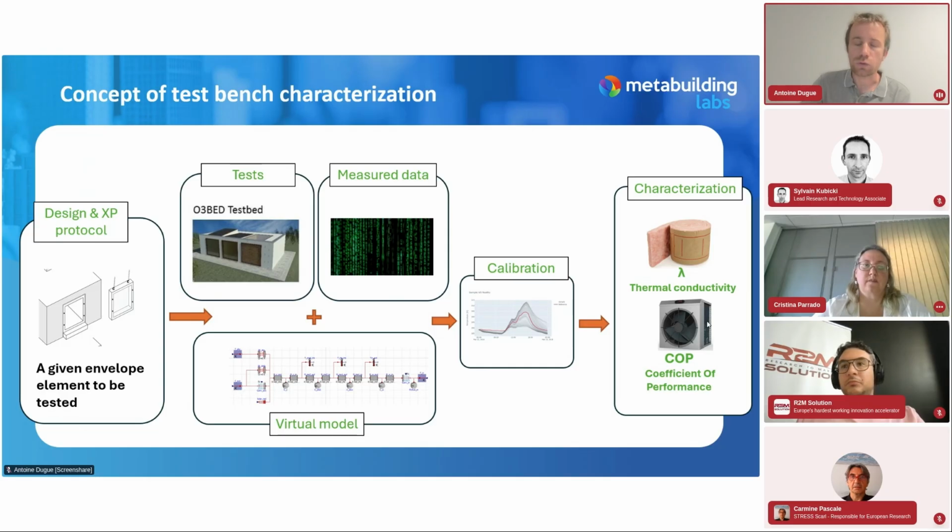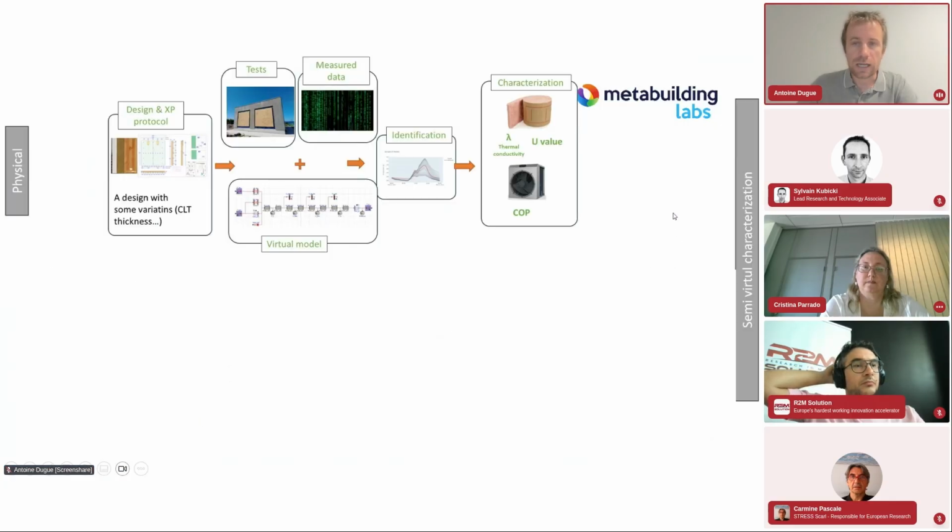What I want to go back to is the example of the urban canopy and how we close the loop from the initial request to delivery of results. So what I showed initially is how we go from a design protocol to the results. This is the physical part, what we do on the O3BET.